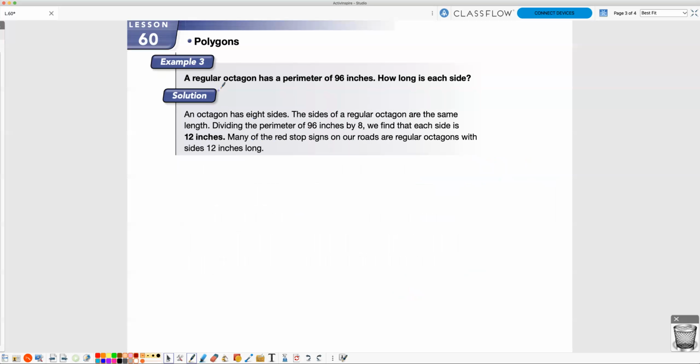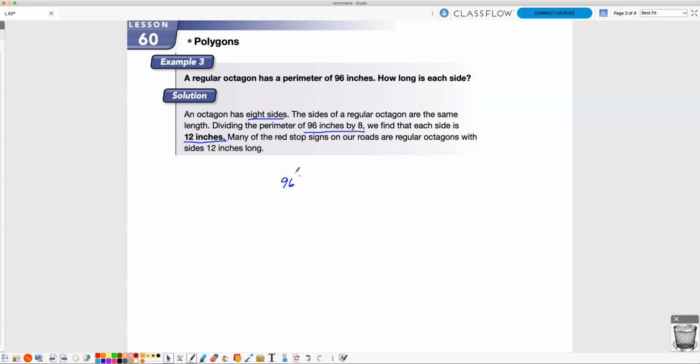Example 3, a regular octagon has a perimeter of 96 inches. How long is each side? With an octagon, we know that it has 8 sides. The sides of a regular octagon are going to be the same length. So all you have to do is divide the perimeter of 96 inches by 8 to find that each side will be 12 inches long.